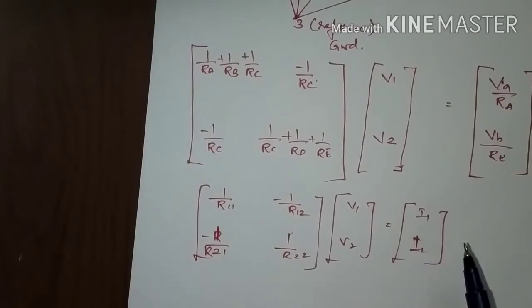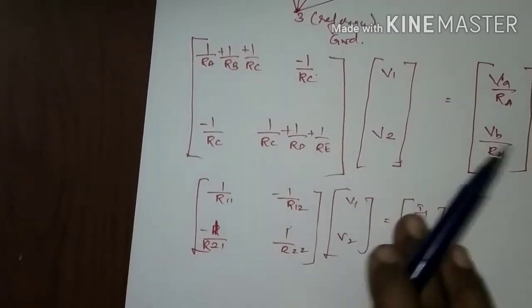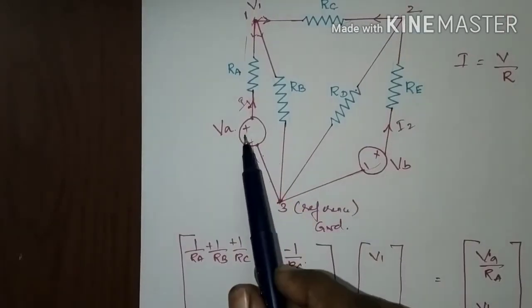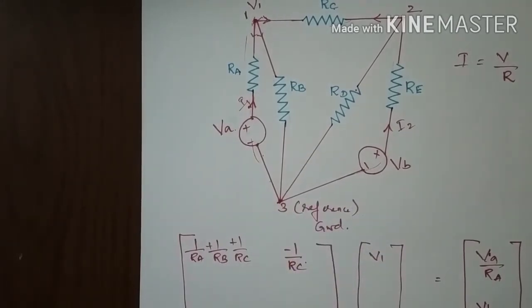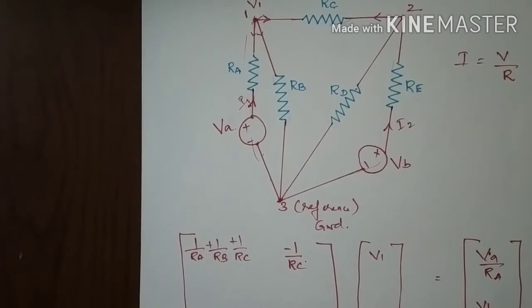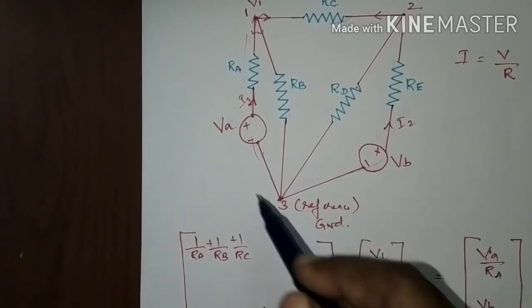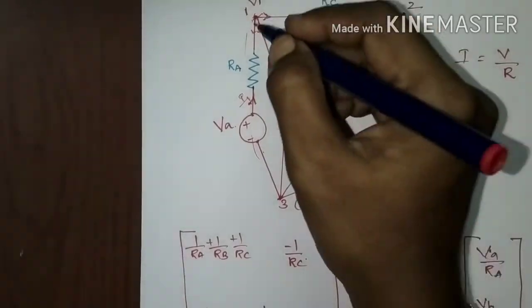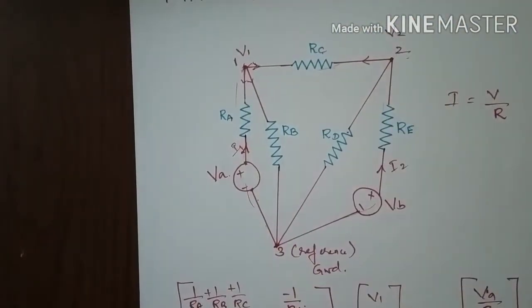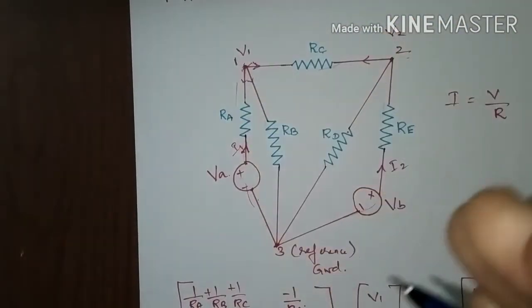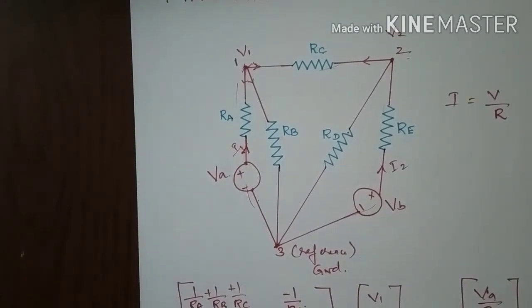These I1 and I2 are the driving currents derived by the two sources that have been connected. Both are taken as positive because both the currents are driven into the node. If the current is driven into the node, you have to take it as positive. If the current is driven away from the node, you have to take the current as negative.